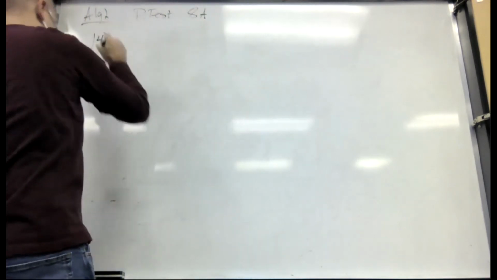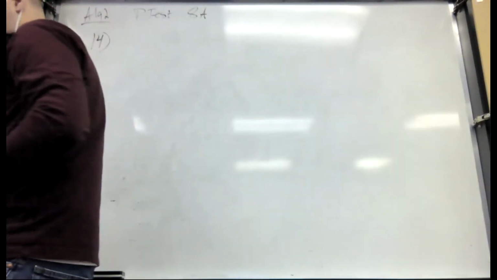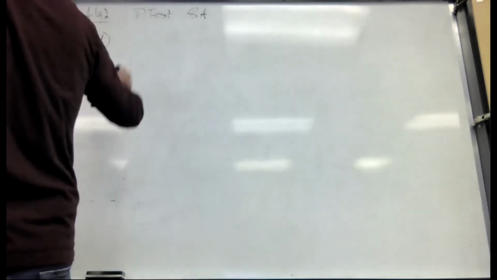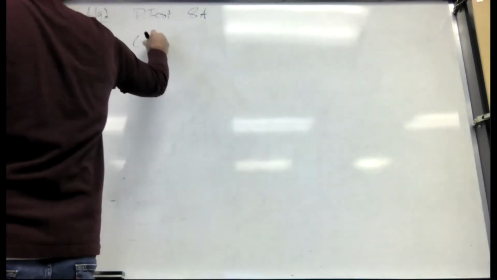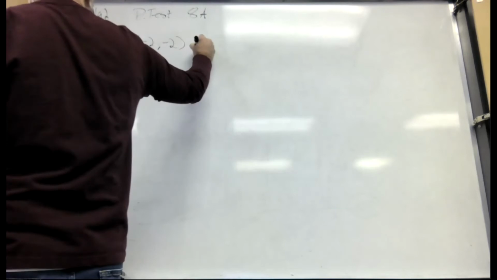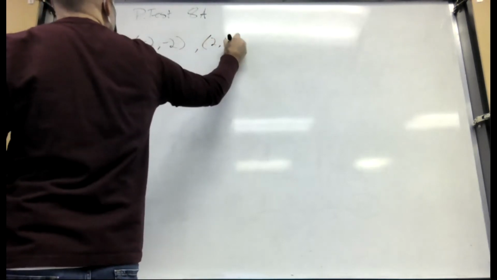Starting with number 14. Grab a couple other colors. I like the colors. All right, number 14 says, a line passes through these 2 points, -2, -2, and then 2 and 18.